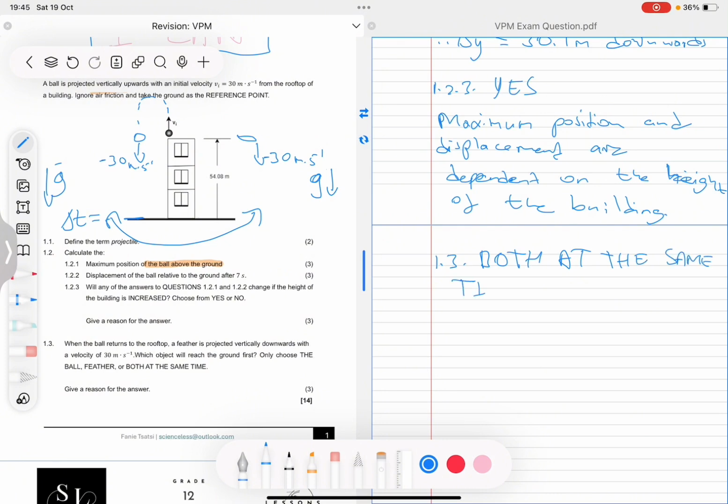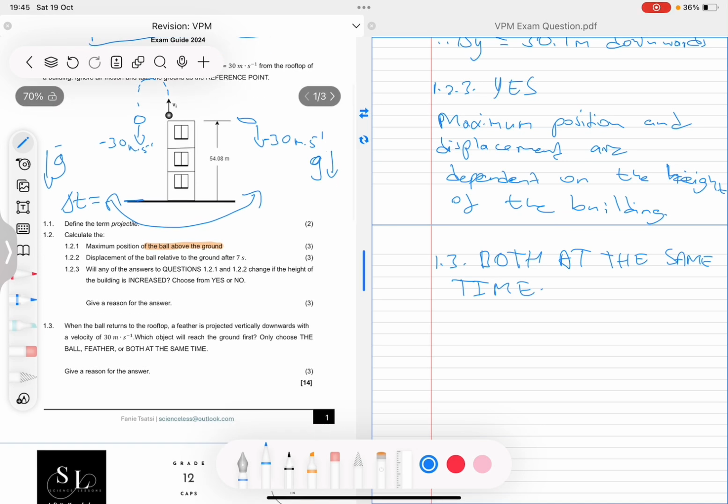at the same time, right? So they say give a reason for your answer, right? I mean, already in my explanation I've given the reason, right? But you can put it in this way. You can say both objects have the same motion.